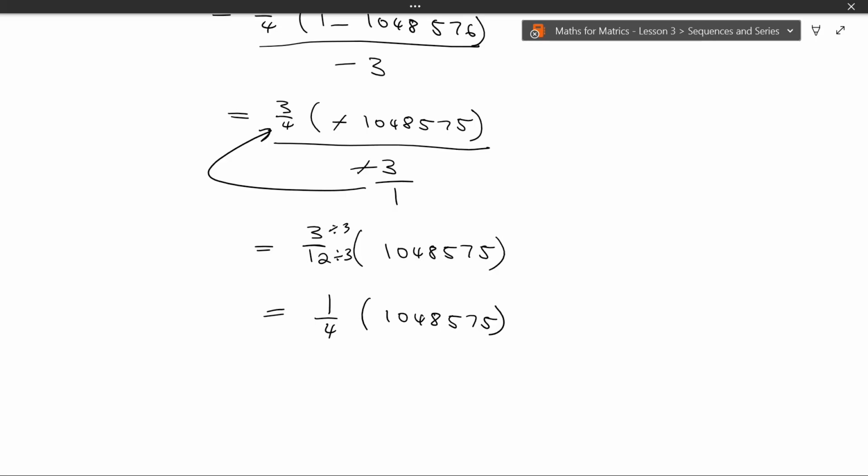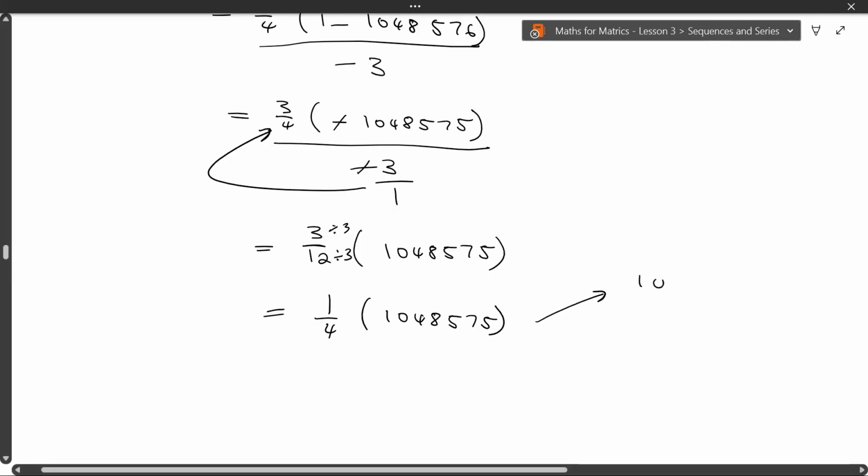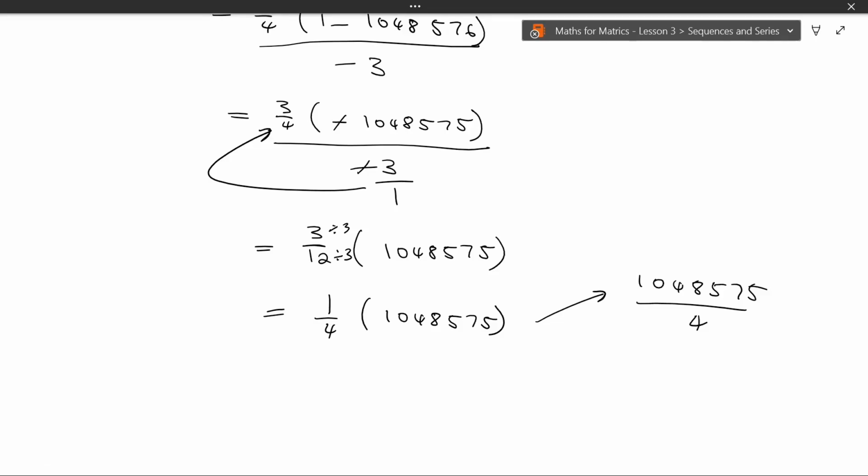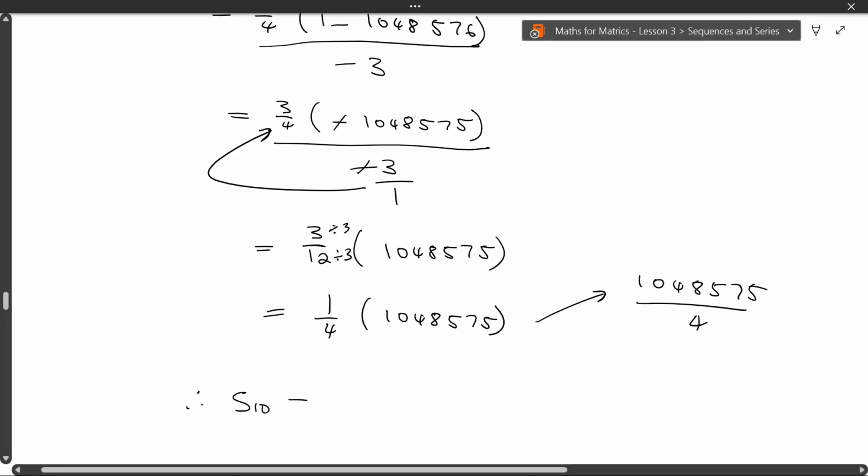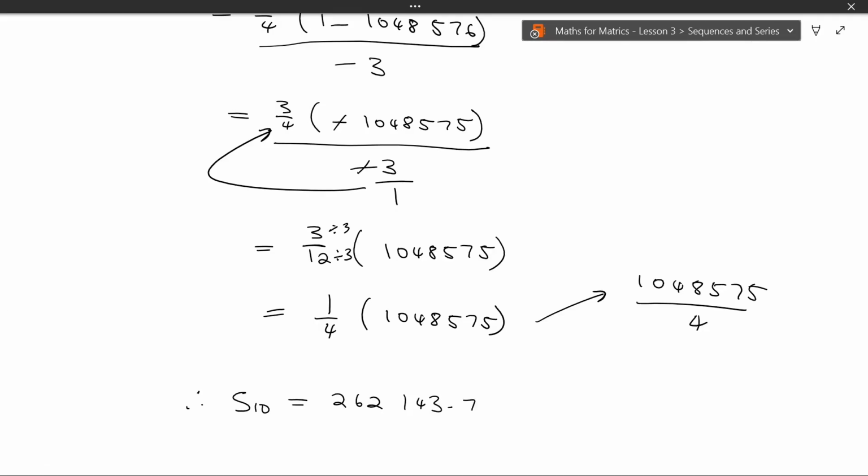1 over 4 times 1,048,575 is the same as 1,048,575 divided by 4. And 1,048,575 divided by 4 is 262,143.75. Therefore, S10 is equal to 262,143.75.